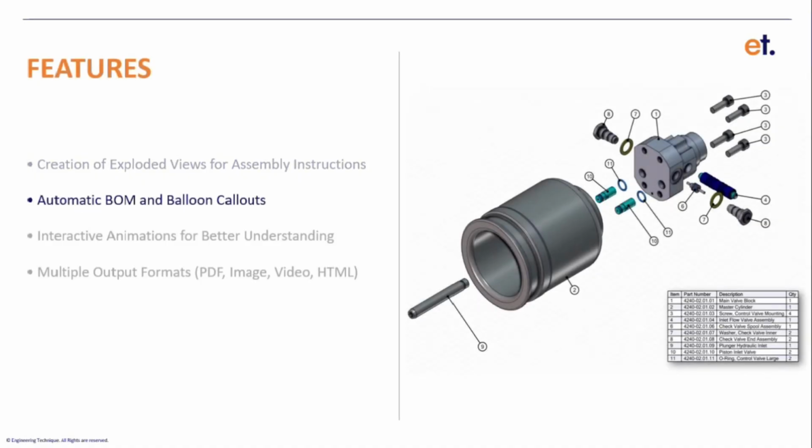Now we will see another important feature, which is automatic BOM and balloon callouts. Composer can automatically generate the bill of materials from the assembly. We can also create balloon callouts to identify each component clearly. These callouts are linked with the BOM, so everything stays organized. This reduces manual work and improves accuracy in documentation.